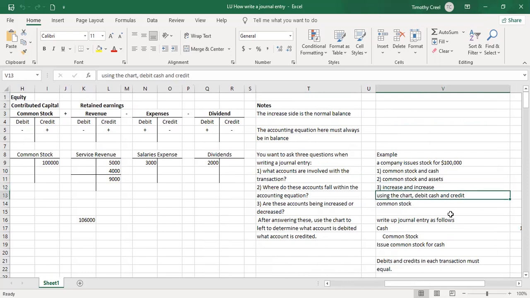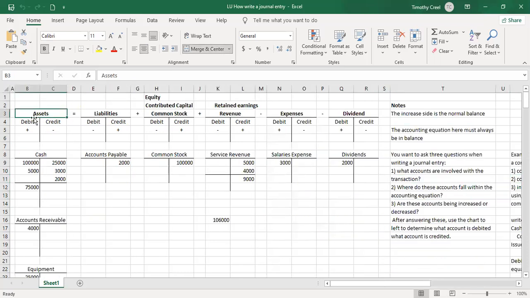So using the chart then, you want to decide what account you're going to debit and what account you're going to credit. So going over here, if you have an increase to common stock and an increase to an asset, what this means is that an increase to an asset would be a debit because the increase corresponds to the plus, decrease corresponds to the minus. So we would debit the asset, in this case cash, and an increase to common stock corresponds with the credit side. So that means we would credit common stock.